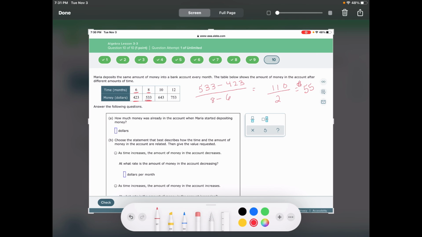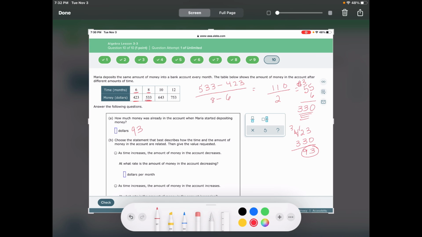Okay, so 6 months ago, she's been putting in money every month, 1, 2, 3, 4, 5, 6 months' worth. So we could times by 6. And that's how much she's put in the bank. But she has 423 at the 6-month period. So we're going to subtract that and get $93 that she already had when she started depositing.